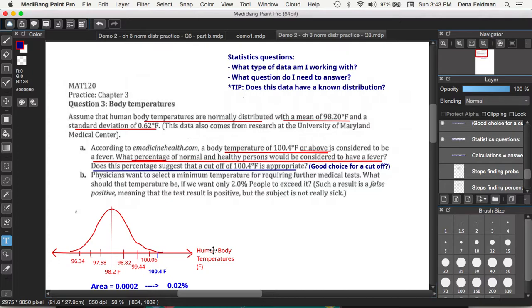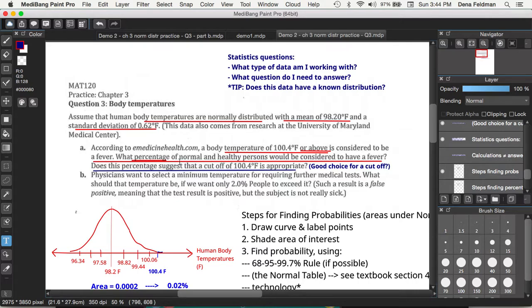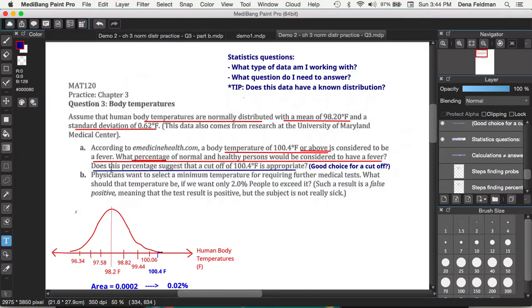And just to summarize this video, we've identified the question that was asked of us, and identified that it was to find a probability, a percentage, a proportion. We used the steps to calculate the percentage, and more importantly, to answer the question: does that percentage suggest that a cutoff is appropriate? The steps taken for any statistician when answering these types of questions are the ones above.